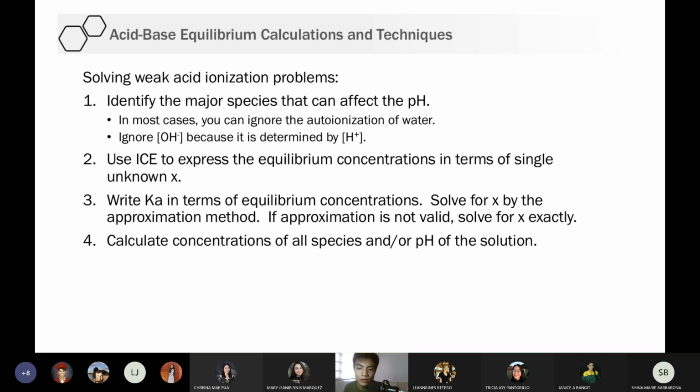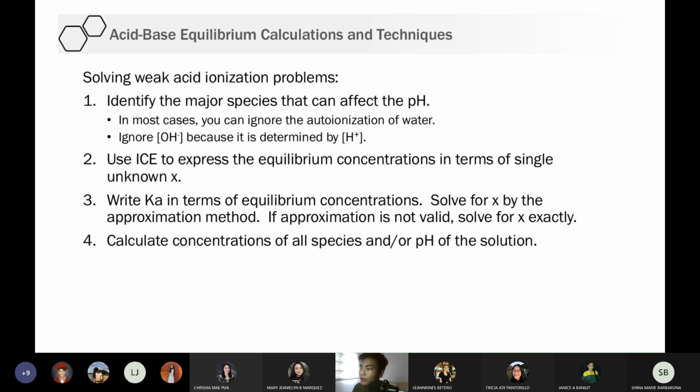Also, the change is stoichiometrically governed, which means it follows the law of conservation of mass. So if we have coefficients, we have to multiply them into the change. For example, if we have 2 moles of this species, then the change for it is 2x, positive or negative. If we have 3 moles of this other species, then the change is 3x for that. It could be positive or negative, depending on the direction of your reaction.